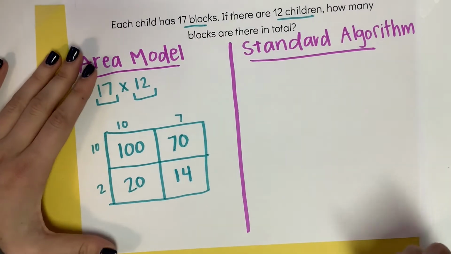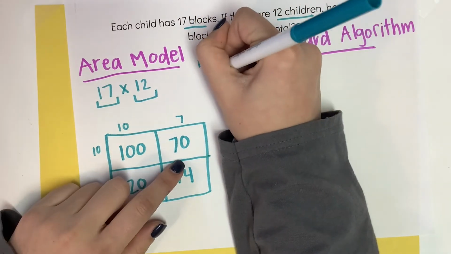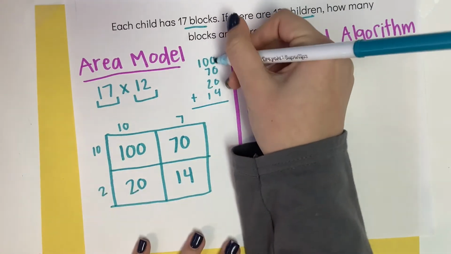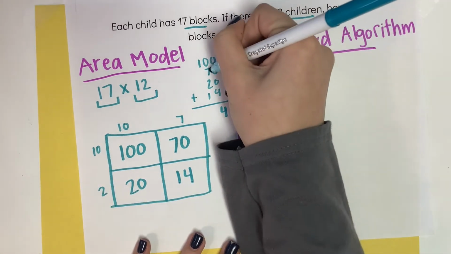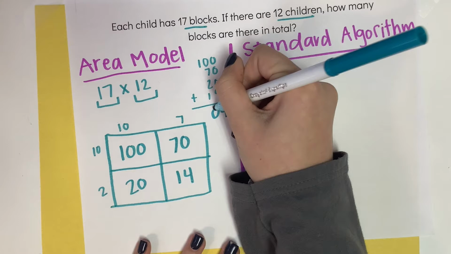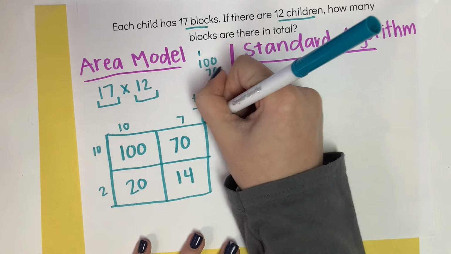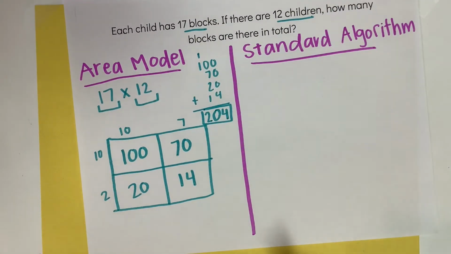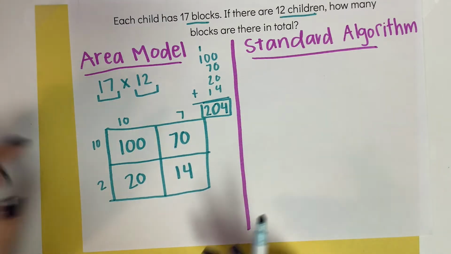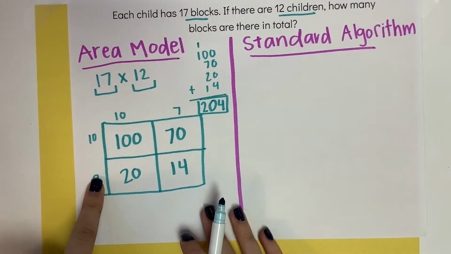Now, when I add those together, I don't really have room to add. I guess I'll add up here. 100, 70, 20, 14. When I add these together, I get 4, 7, 8, 9, 10. So that 10, there's going to be nothing there. That 10 is going to move up here. 1, 2. My answer is 204. So there's really not much difference here between how we use the area model. It just looks kind of weird because we see this number broken down as well.